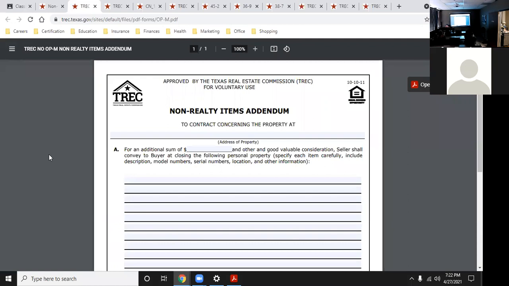What's the difference between a notice and addendums and amendments? Yeah, so an addendum or an amendment will be attached to the contract. An amendment changes the contract, an addendum is attached to that contract. A notice would be something that's not attached to a specific contract. It's just something like an IABS. You wouldn't attach that to your contract, but that's something you have to give your buyer or your client to let them know stuff.